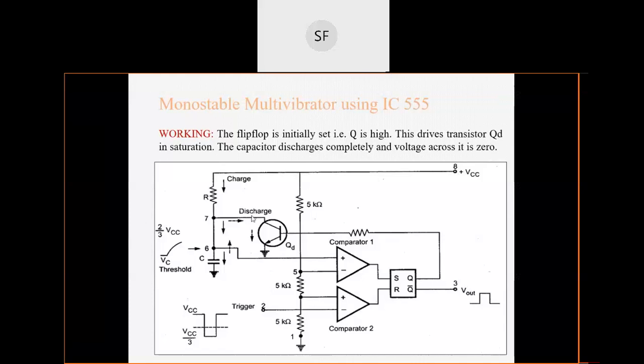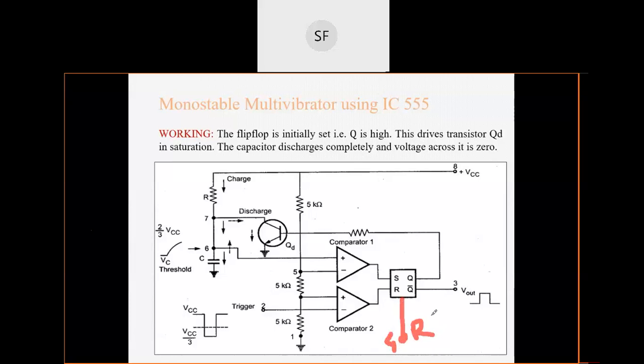Now, I will be explaining the working of the monostable multivibrator using IC555 using this diagram alone. I have one doubt: sir, where is pin number 4? In this diagram, pin number 4 is nothing but here. It is called reset.